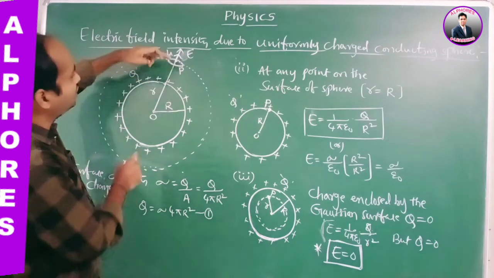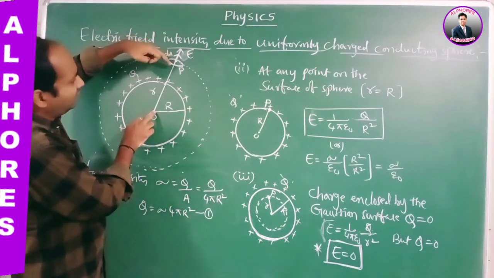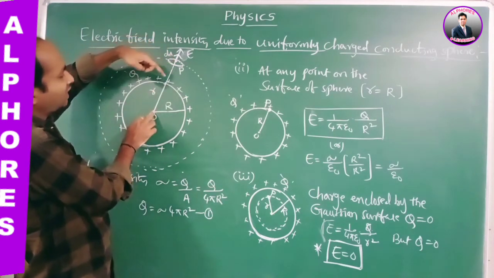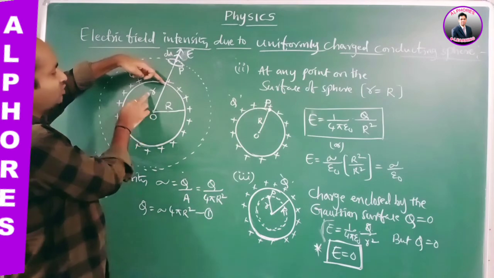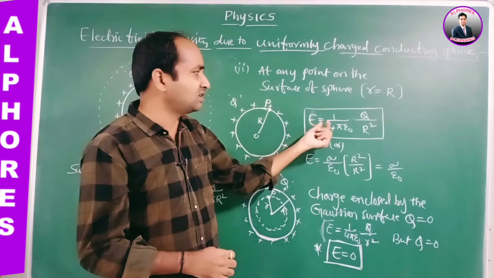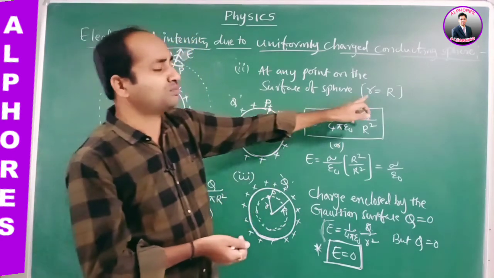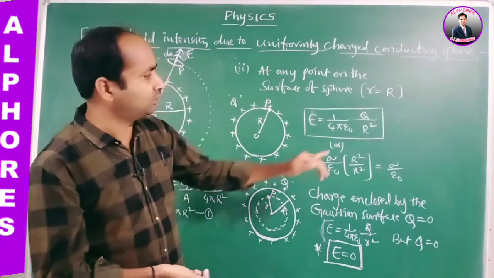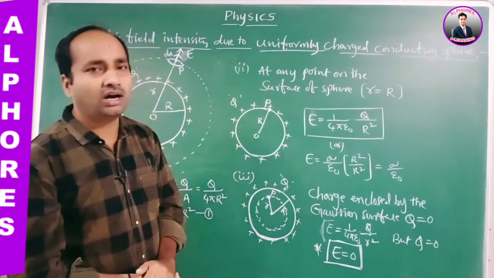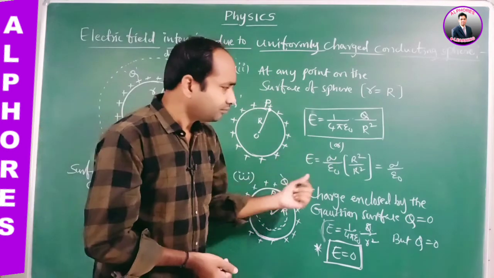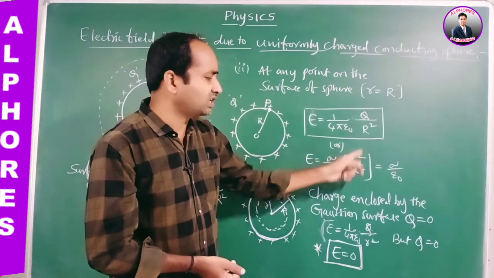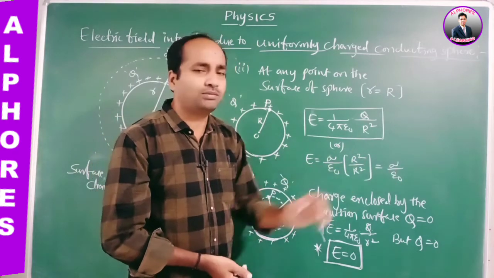On the sphere means, if you are observing this diagram, initially the distance of the point P from the center is small r, but when we are calculating on the sphere, small r is equal to capital R. So we can just substitute the value. The formula is 1 by 4 pi epsilon naught Q by small r square, but small r is replaced by capital R. What will we get? E is equal to 1 by 4 pi epsilon naught Q by R square. Or in terms of surface charge density, R square gets cancelled, and E is equal to sigma by epsilon naught.